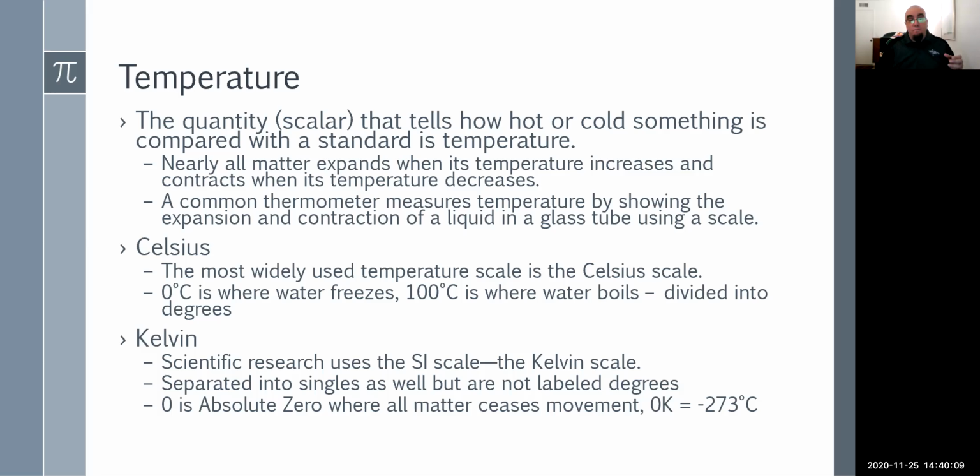In Celsius, right, 36 degrees is pretty warm. 38 degrees is significantly warmer because of that degree change. In research and science, we use Kelvin as our measurement. And Kelvin is the measurement of the transfer of heat, right? It's still separated into singles, just like Celsius. The major difference between Kelvin and Celsius is we don't call them degrees. In Kelvin, if something is 37 Kelvin, it is just 37 Kelvin. In Celsius, it would be 37 degrees Celsius.